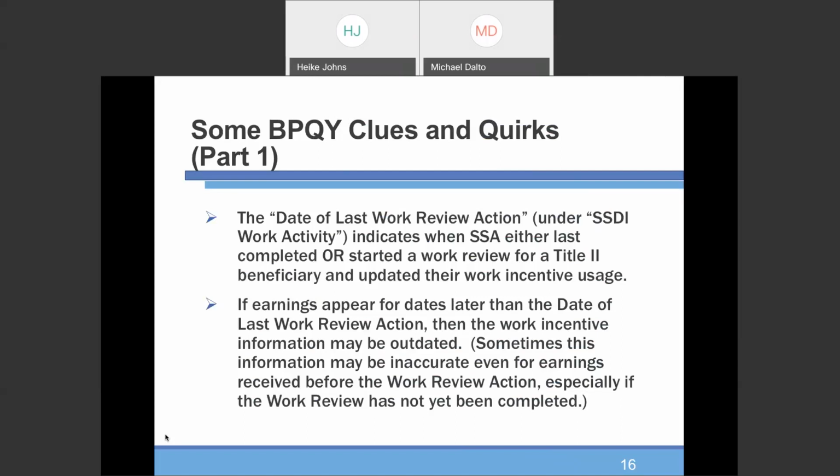It's a little unfortunate that they don't just have two different fields, one saying date last work review initiated and date last work review completed, but unfortunately they don't. So you may need to do a little bit of investigation to be able to determine whether that work review was completed or just initiated. Luckily, there are some clues you'll be able to use that we'll be talking about in a little bit.